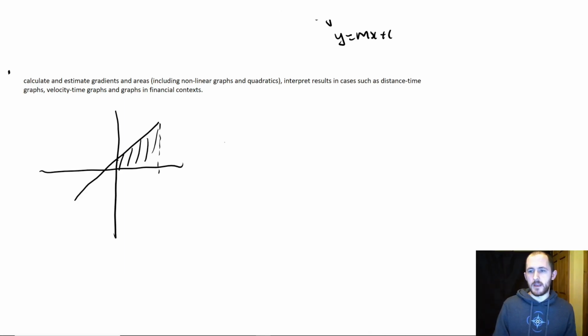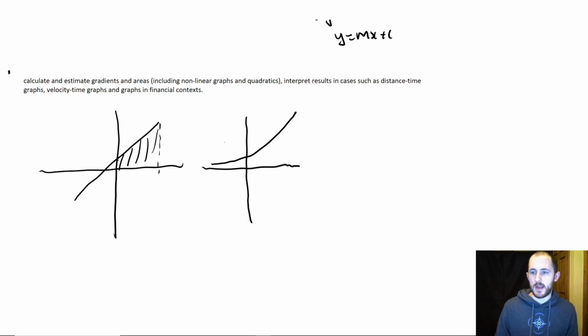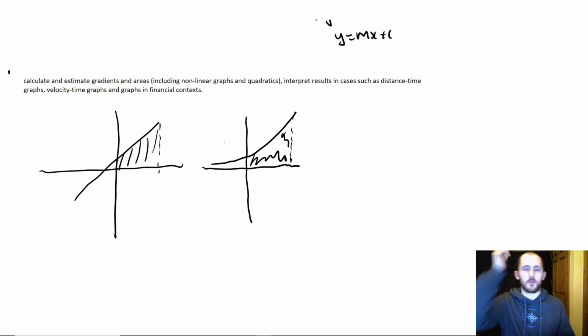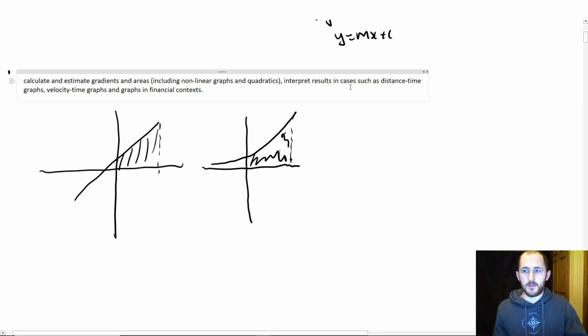However, you may be asked to do it for non-linear graphs, so not straight line graphs. So it could be a graph that looks like, let's think of an example, this. They might say work out the area under the graph between these 2 points, so this area. And this is an estimate. So are you guys okay with how you can do that? So with a non-linear graph, or it could be like a quadratic, or I mean a quadratic is non-linear. Would you know how to do that? Just the first part. Don't worry about the rest of it for now.